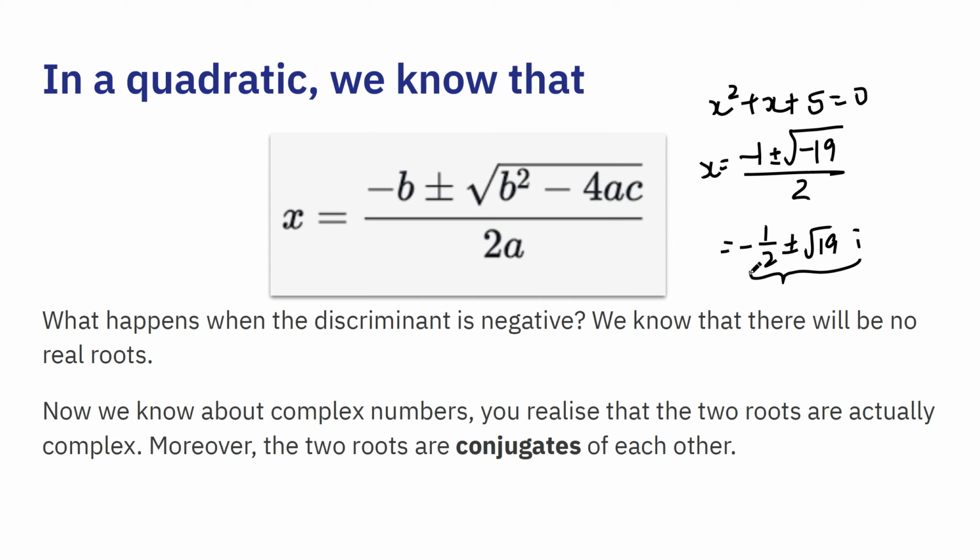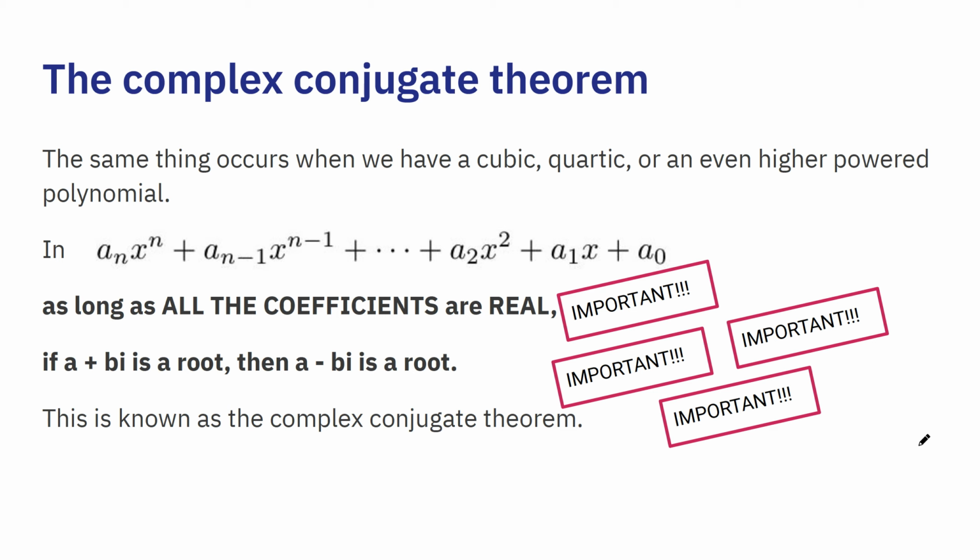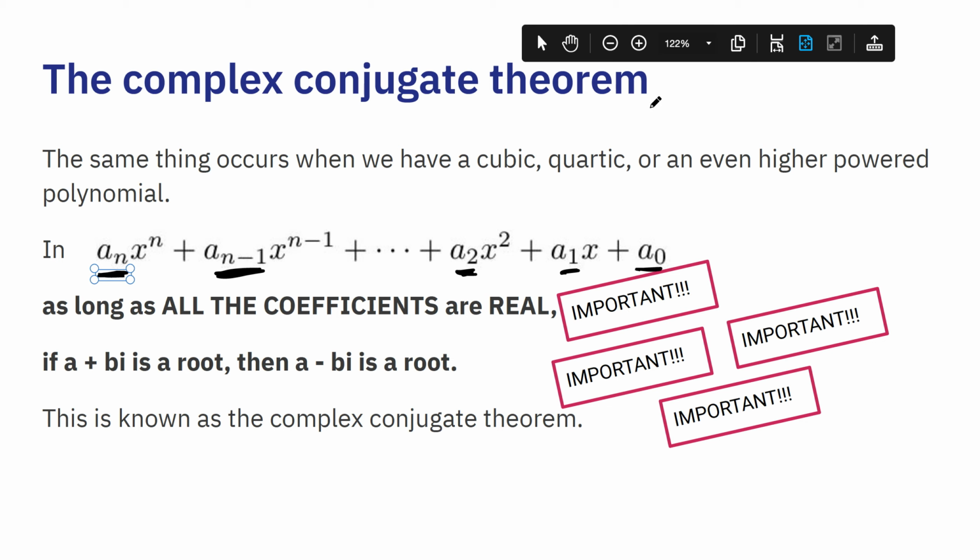So these 2 complex roots are also conjugates of each other. One of them is minus half plus square root 19 i. The other one is minus half minus square root 19 i. So these are actually conjugates. So we reach another theorem, right? This is called the complex conjugate theorem. So given a polynomial with its coefficients all being real coefficients, remember, the coefficients have to be real, okay? Every single one. If not, the complex conjugate theorem will not hold.